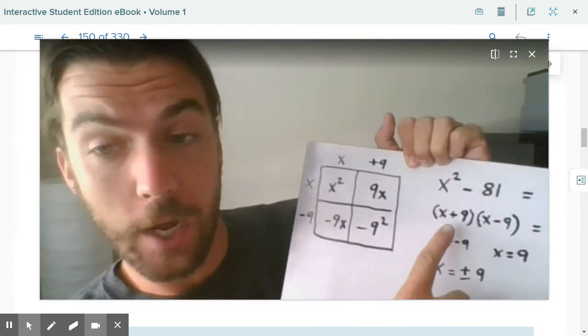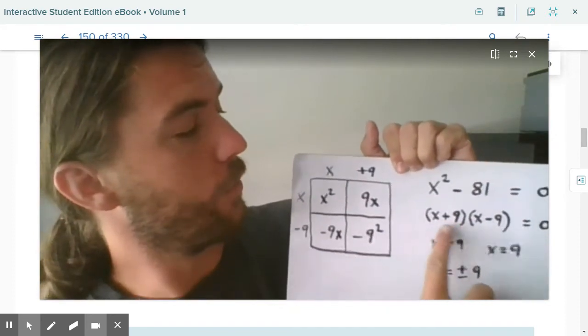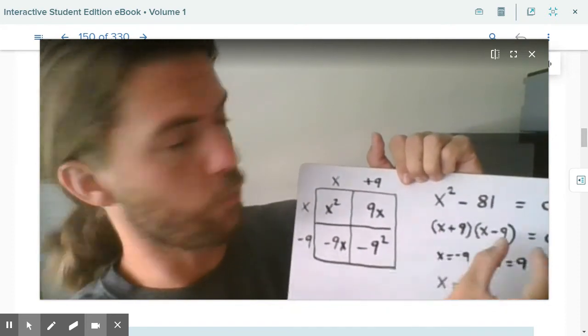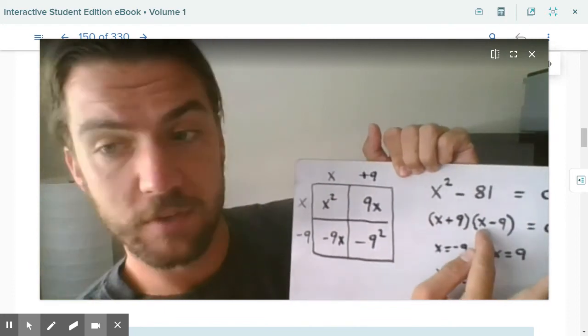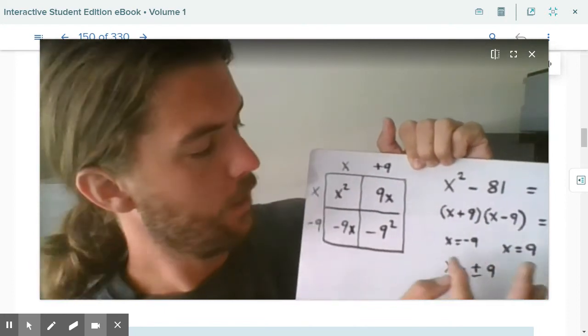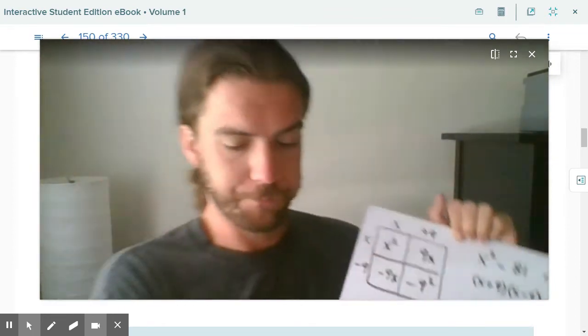Okay, our zero product property tells us that the only way for this product to equal 0 is if the left or the right side equals 0. So we can do that by making x negative 9 or this second x positive 9, meaning our solution is plus or minus 9.